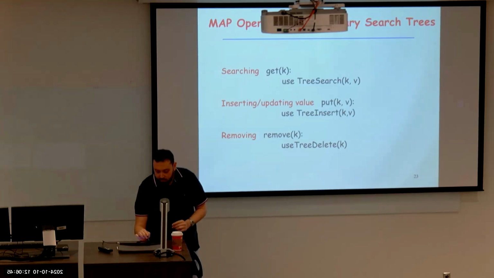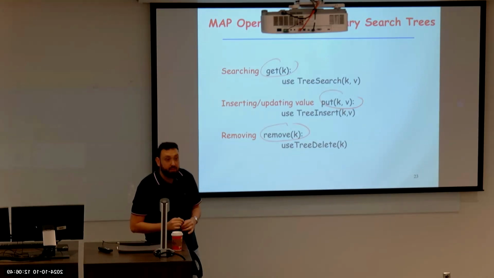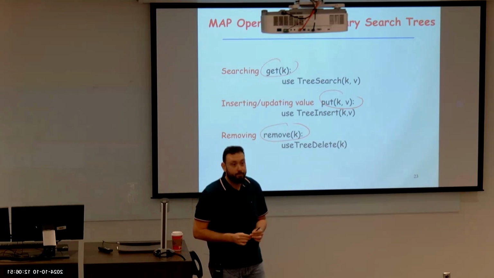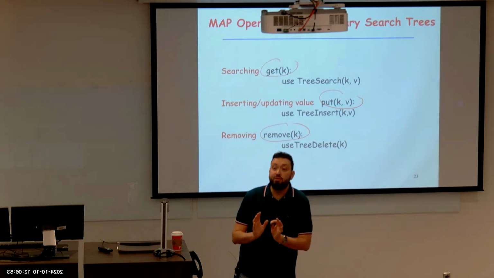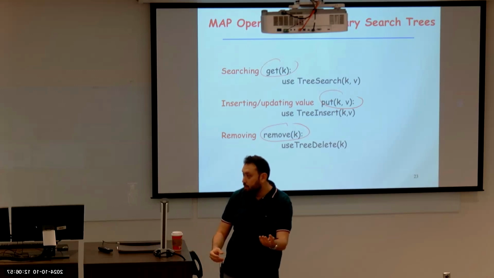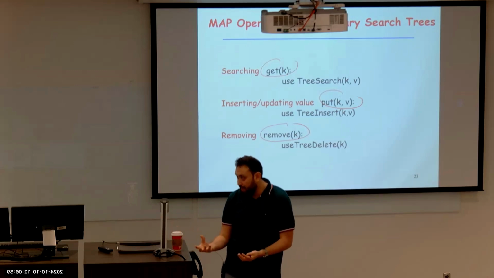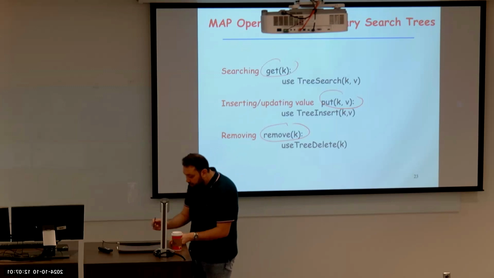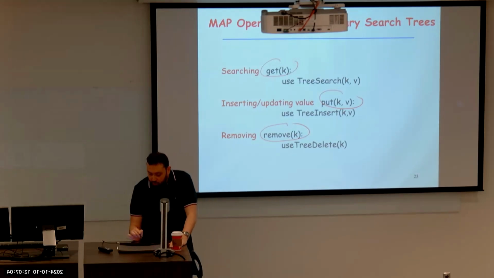Get, put, and remove. Why not tree search, tree insert, tree delete? We're not using the tree. Because in a MAP ADT, I can either use a sequence or I can use a tree. So that means in this case, I want to use a tree. So I'm going to have tree search act like get, tree insert act like put, tree delete act like remove.